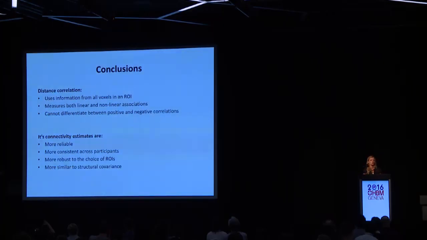So just to conclude, I've introduced this new measure called distance correlation, which is able to use information from all the voxels in an ROI. It measures both linear and nonlinear associations, but it cannot differentiate between positive and negative correlations. And I've shown that the connectivity estimates that we get are more reliable, more consistent across participants, and more similar to structural covariance. In addition, we also found that it's more robust to which set of ROIs we choose to use.